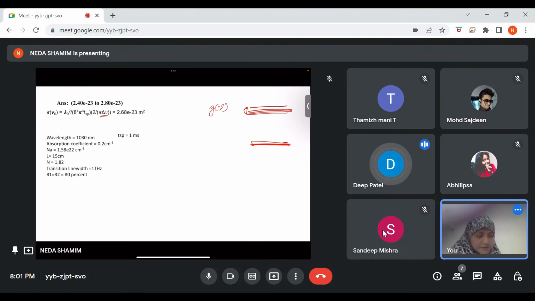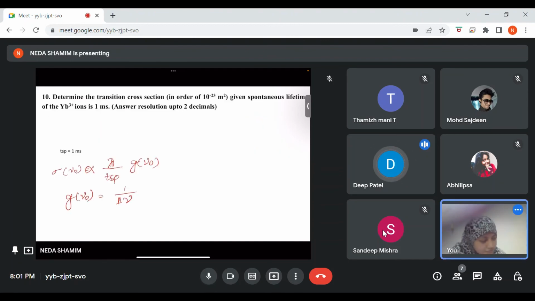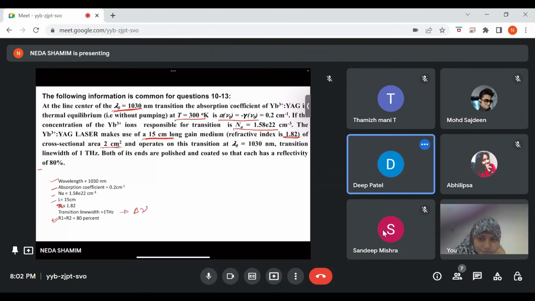Can you switch back to the question, please? Yeah, sure. This question? No, the main question. The transition cross section is given here, 2 centimeter square. That's a cross-sectional area, not the transition cross section. Yes. That is different. Okay. We have to find out the absorption or the emission transition cross section. This is the cross-sectional area across which the transition is taking place.